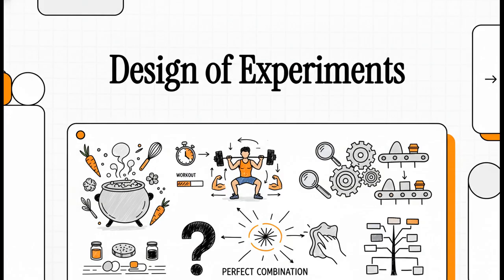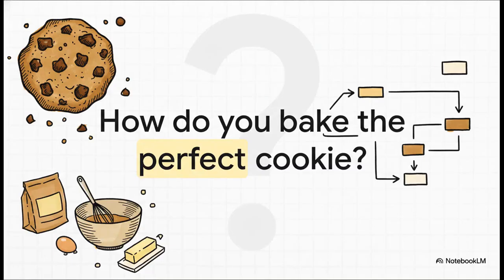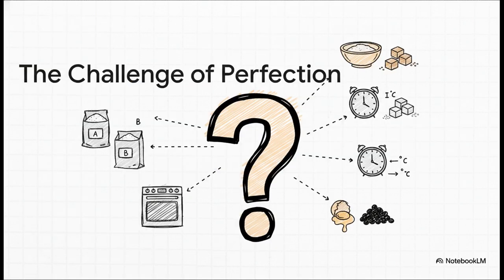So let's just dive right in with that classic challenge, baking the absolute perfect chocolate chip cookie. What does that even mean? Is it chewy, crispy, somewhere in between? And seriously, how on earth do you even start to figure that out systematically? Because all of a sudden, you're not just a baker, you're a food scientist.